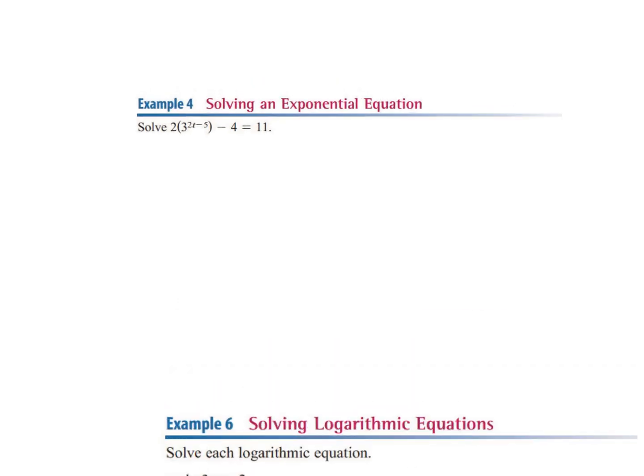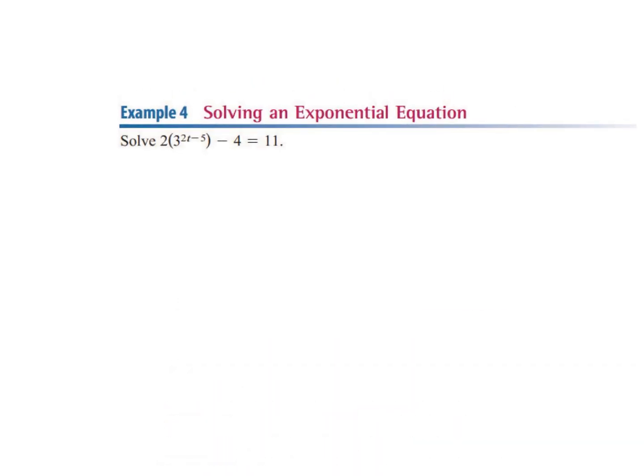Okay, so here we're going to go to example 4. We have this equation, 2 times parentheses 3 to the power of 2t minus 5, and then minus 4 is equal to 11. We're going to go ahead and add 4 first on both sides. So I'm going to be left with 2 times 3 to the 2t minus 5 power equals 15. All divided by 2, divided by 2. It's going to be 3 to the 2t minus 5 equals 15 over 2.